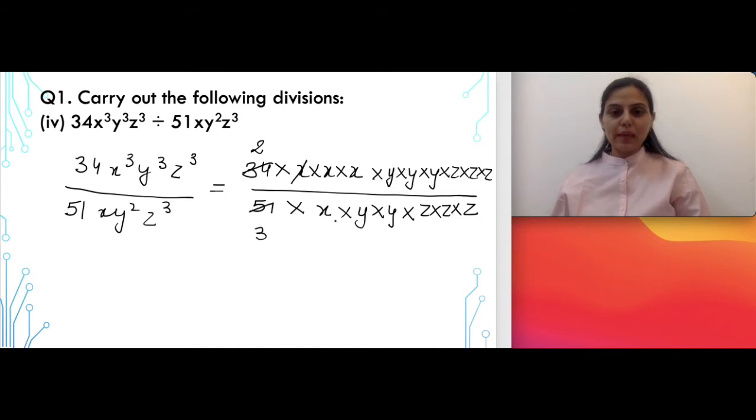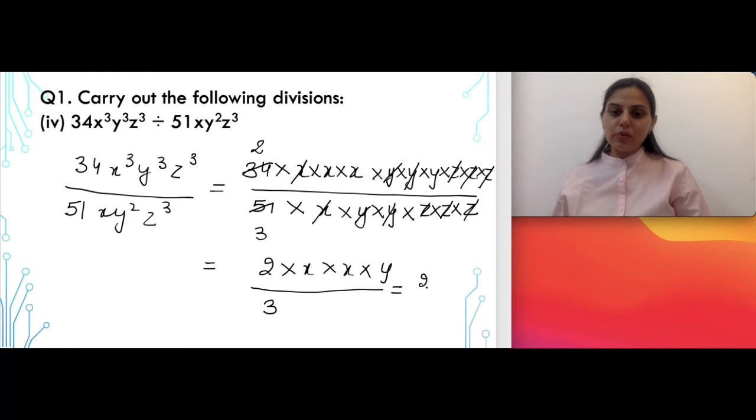One of the x can be cancelled with the denominator. Similarly, two y's can also be cancelled with the denominator, and z cube means all the three z's can be cancelled. So in this case, we are left with 2 multiplied by x multiplied by x multiplied by y in the numerator, and in denominator we are left with only 3. So the answer can be written as 2 upon 3 x square y. So this is the way you solve the question.